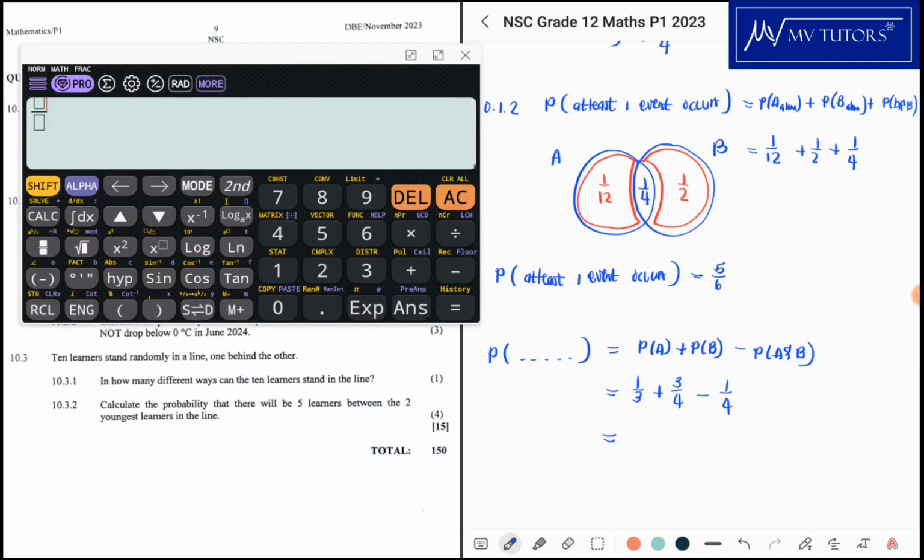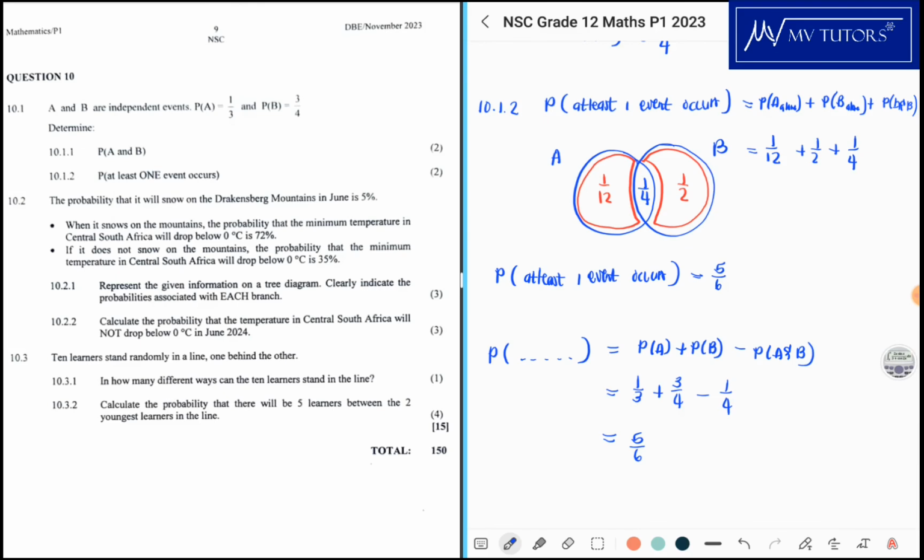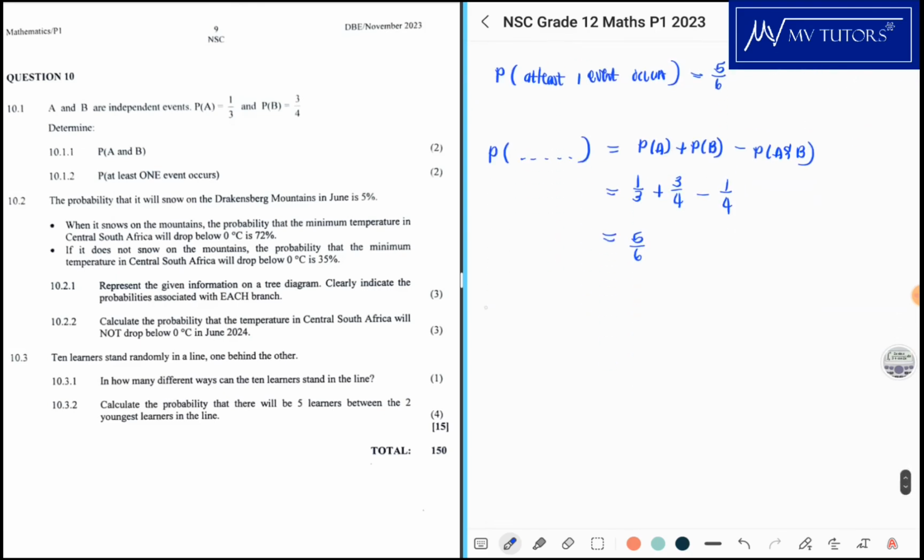So basically we have a third plus 0.75 minus 0.25, and you get 5 over 6. Okay, so you have 2 ways of doing it. Awesome. Now let's get to 10.2.